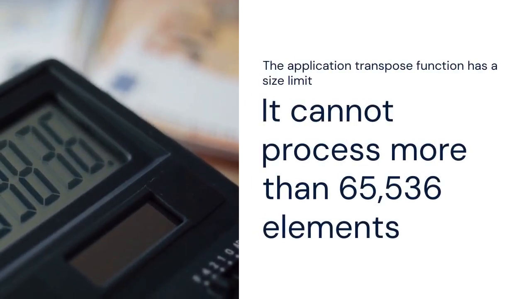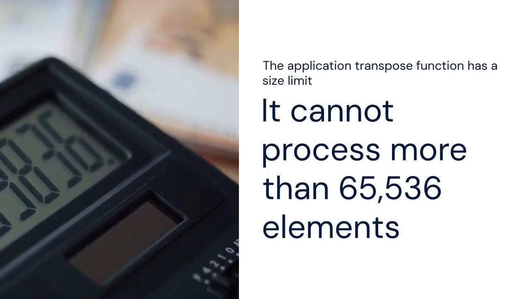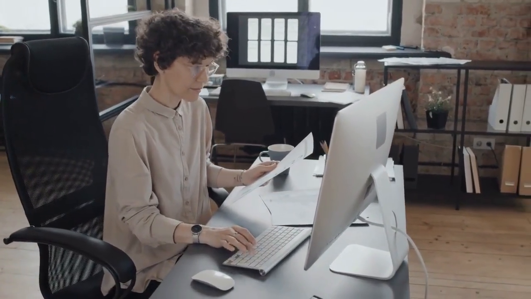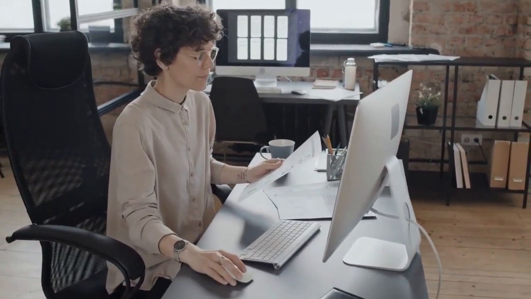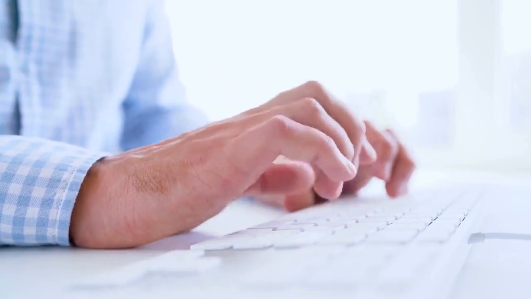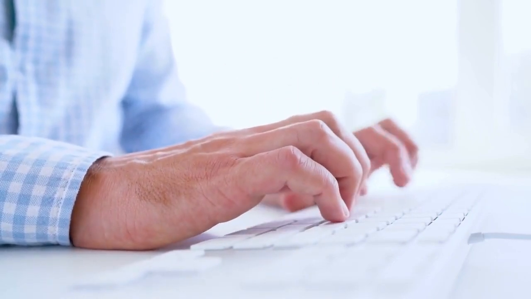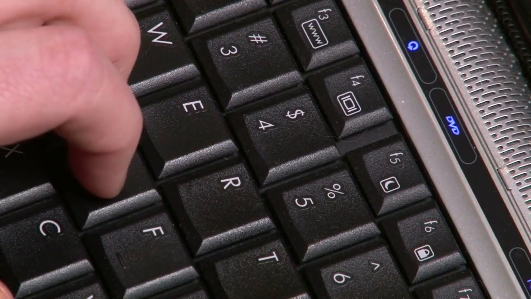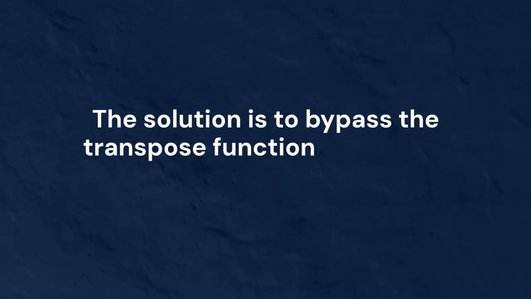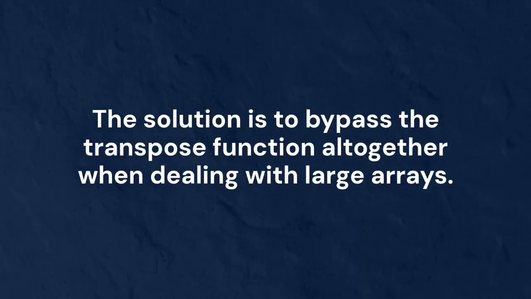It cannot process an array that contains more than 65,536 elements. This is a legacy limitation from older 16-bit versions of Excel that still affects modern VBA. So, if you read a column with 80,000 rows into an array and then try to transpose it, VBA will throw error 438 because the object you provided, your oversized array, is not supported by the method due to its size. The solution is to bypass the Transpose function altogether when dealing with large arrays.